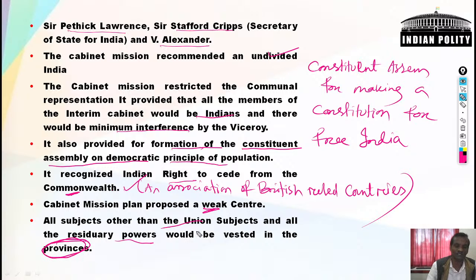So Cabinet Mission said that residuary power would be with the provinces. A question can come: एक, गवर्नमेंट ऑफ इंडिया एक्ट में रेसिडुअरी पावर किसी को दिया गया था? वाइसरॉय. और ये कैबिनेट मिशन रेसिडुअरी पावर किसी को दिया है? प्रोविंसेस को. लेकिन अभी हमारा संविधान में रेसिडुअरी पावर किसको दिया गया है?